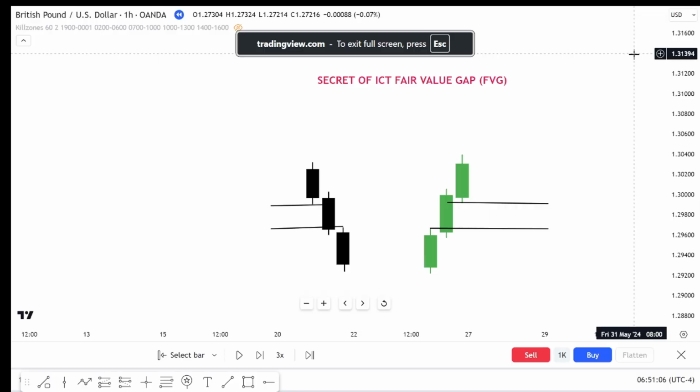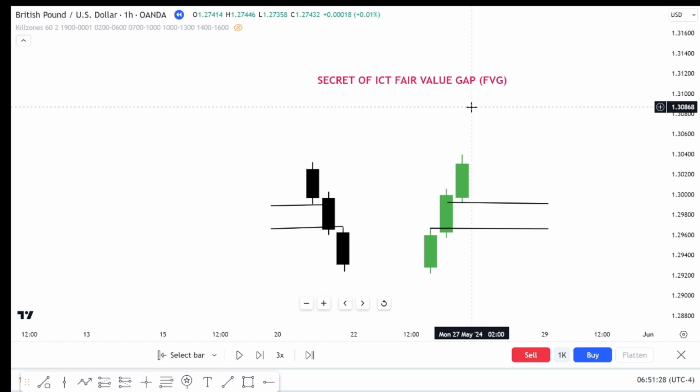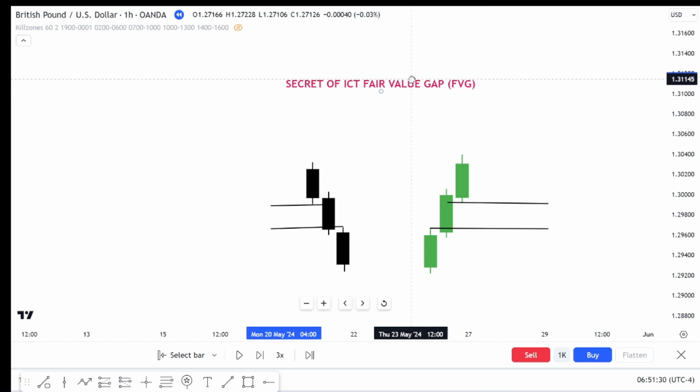Hello traders, today I'm going to give you a secret of using ICT Fair Value Gap. Most of the time, some traders who form their trade based on fair value gap actually wonder why the trade ends up in a loss. Well, there are so many things you need to consider while using fair value gap.